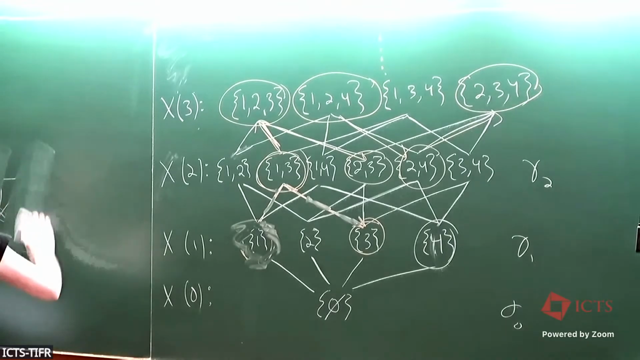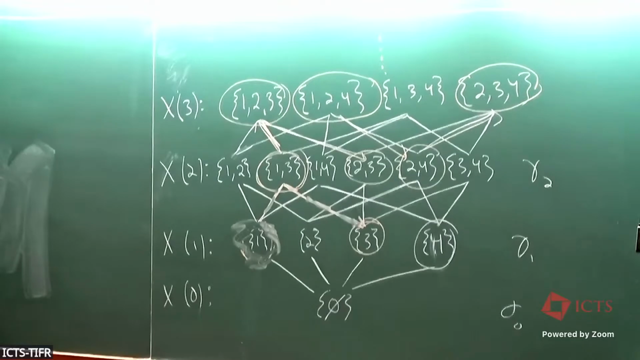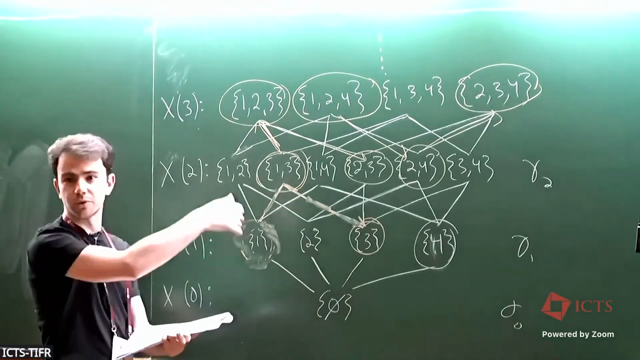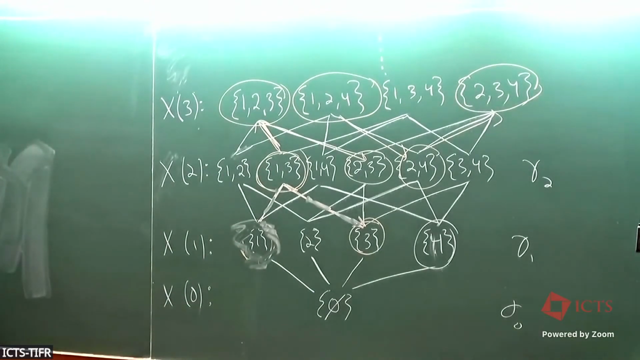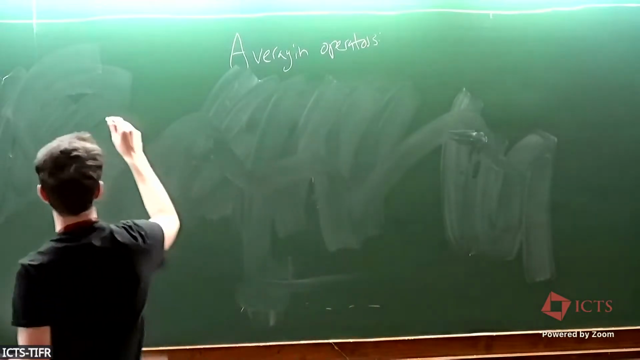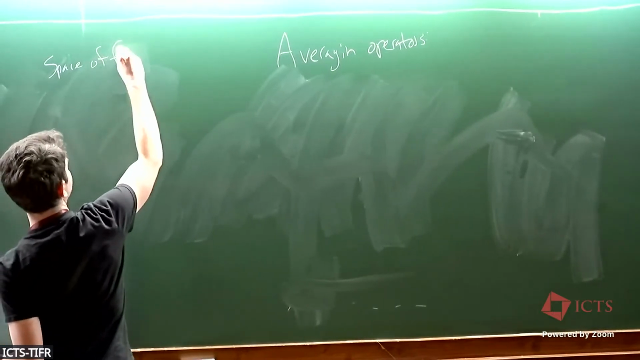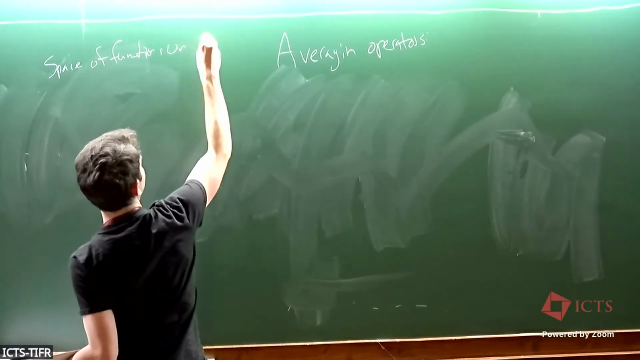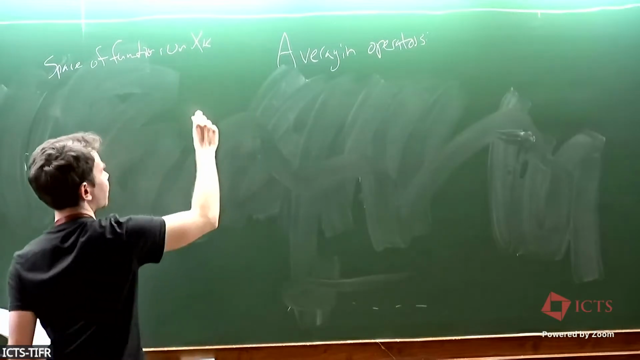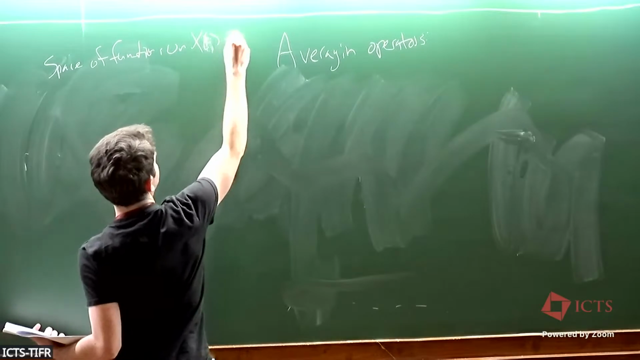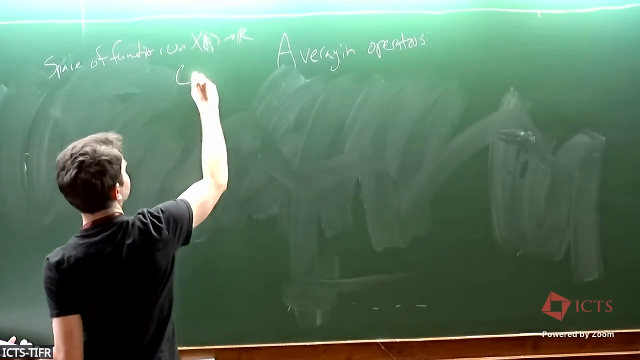Okay, so the way that these random walks are usually defined is through what are called the down and up operators. They're nothing more than just the adjacency matrices between levels of this complex. But I'll write it out formally for you. Let's write the space of functions on X_k, functions mapping X_k to R. I'm going to write this as C_k.